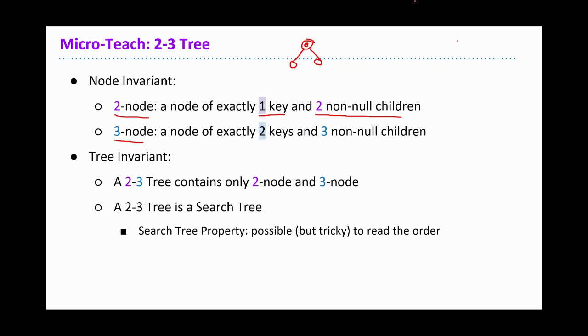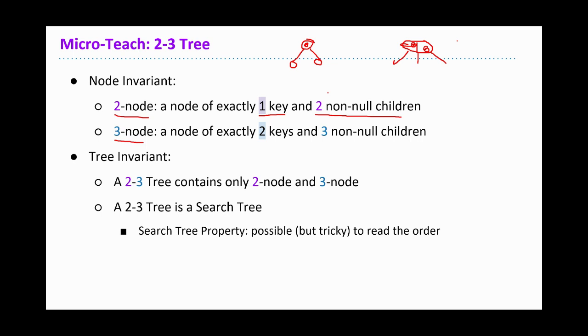Okay, and then a 3 node is that the node has exactly two keys. Each of these here and here have different keys, and then three non-null children. So one goes to the left, one goes down, one goes to the right. So that's the invariant for a node.